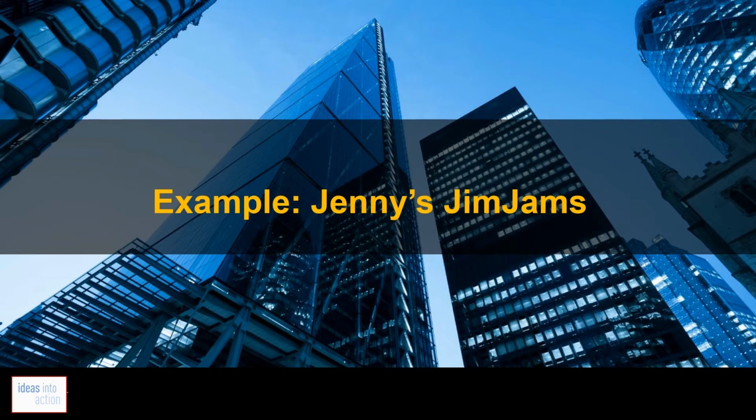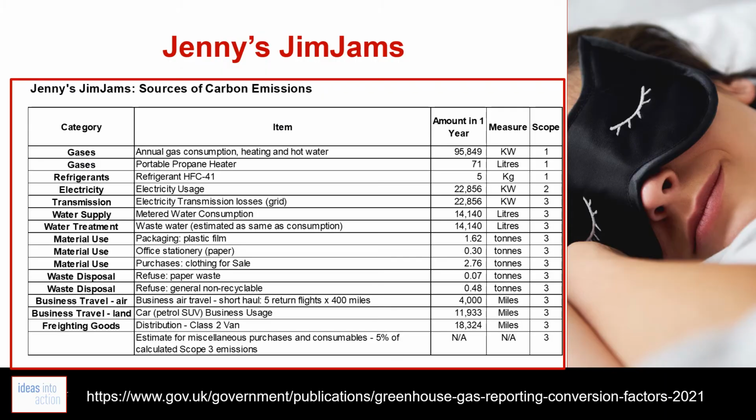So let's use this information to consider an example for a small organisation. Jenny's Gym Jams is a shop in La La Land that sells pyjamas. Jenny and her staff have done an audit of their sources of emissions and come up with the following list. The business's consumption of natural gas in the year was 95,849 kilowatts, with an additional 71 litres of propane used in a portable heater in winter. They also used 5 kilograms of the refrigerant gas HFC-41 to top up their refrigerator.